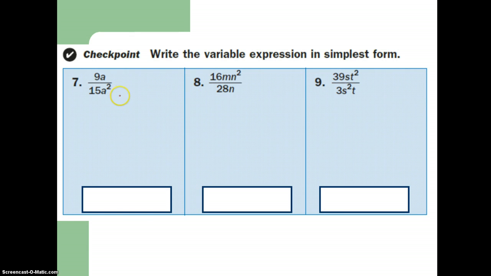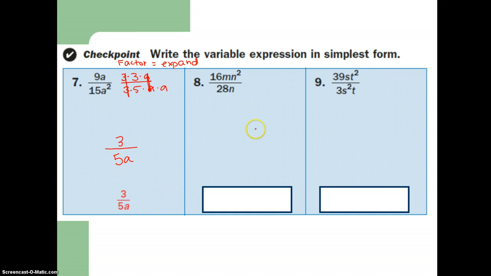If you're ready to try 7, 8, and 9, go ahead and pause the video. Otherwise, I'm going to show you one more time how to simplify the variable expression for number 7. We're going to factor. Remember, factoring means to expand. So 9 is 3 times 3 times a. 15 is 3 times 5, which are primes, a times a. Divide out the common ones. So you can see the numerator and denominator. Now what we have left is a 3 in the numerator, a 5, and an a in the denominator. Now pause the video and try 8 and 9 if you have not already done so.